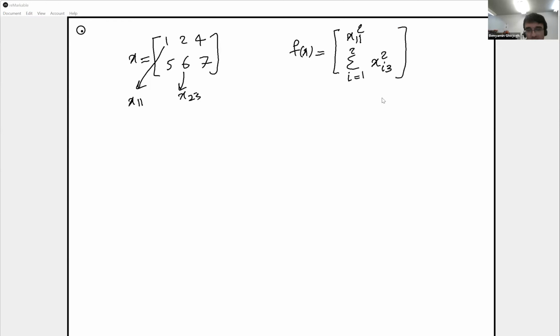I want to say that this function is a vector. The input is a matrix. We can have different cases, right? So this is a 2 by 3 matrix. This is a 2-dimensional vector. What is the dimensionality of the derivative of f of x with respect to x? Can someone say that?